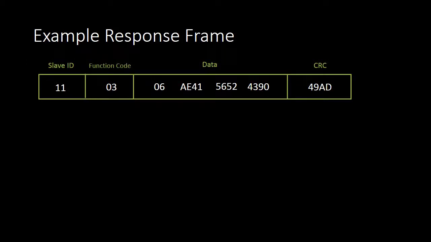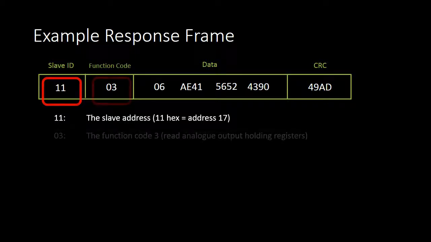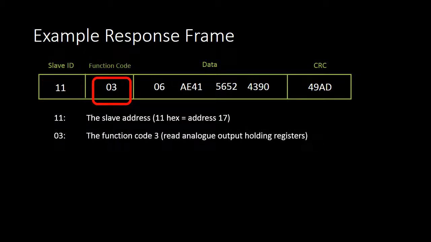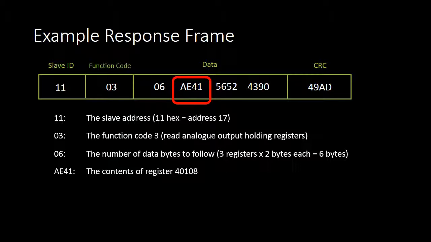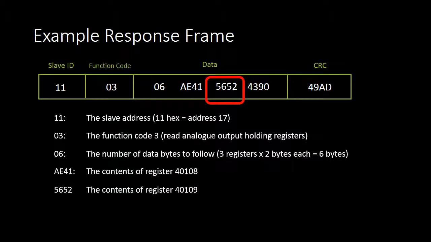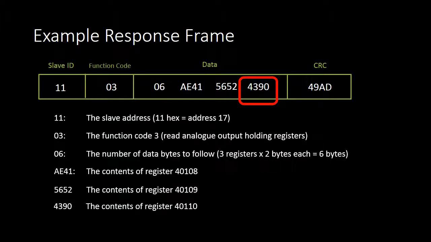Example response frame. 11, the slave address. 3, the function code 3. 6, the number of data bytes to follow. AE41, the contents of register 40108. 5652, the contents of register 40109. 4390, the contents of register 40110. 49AD, the CRC.